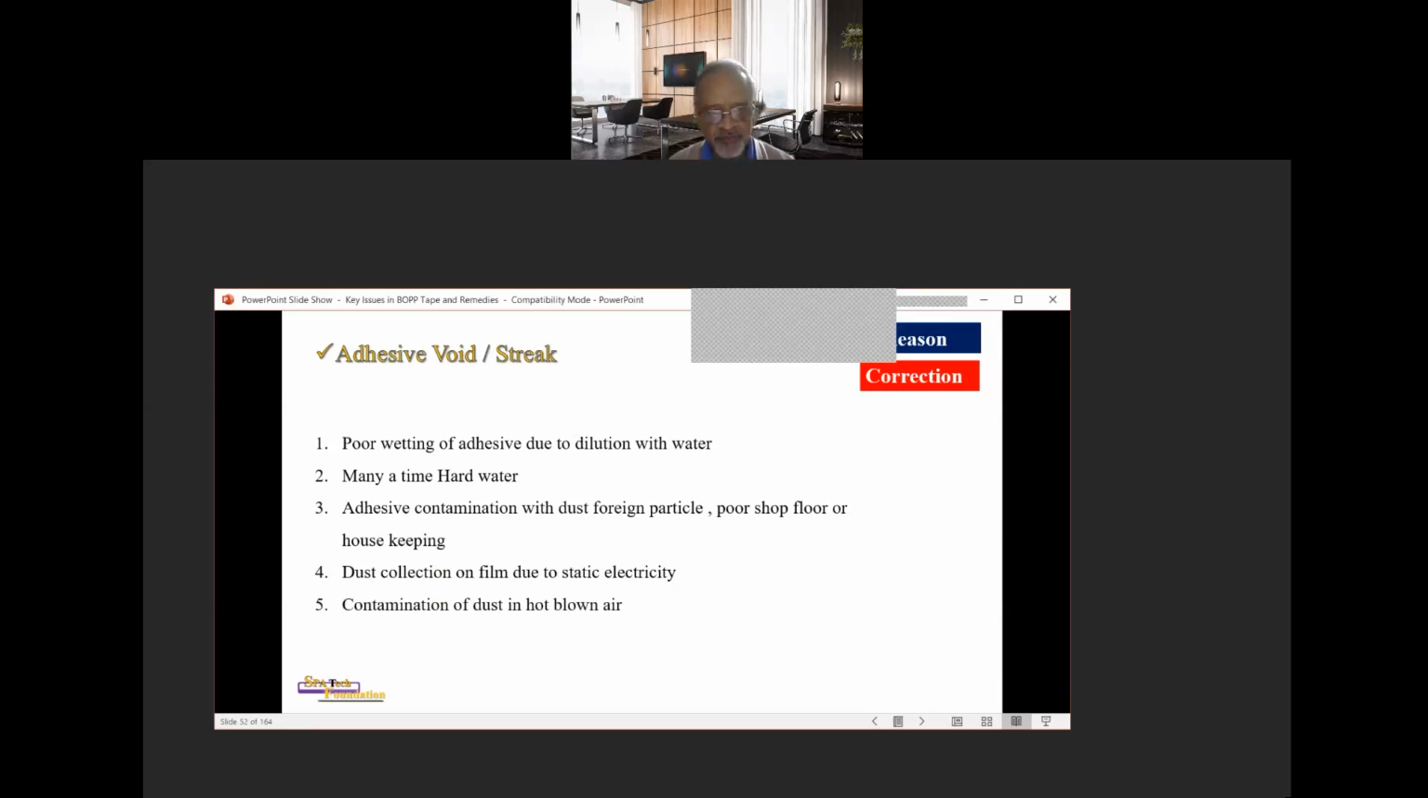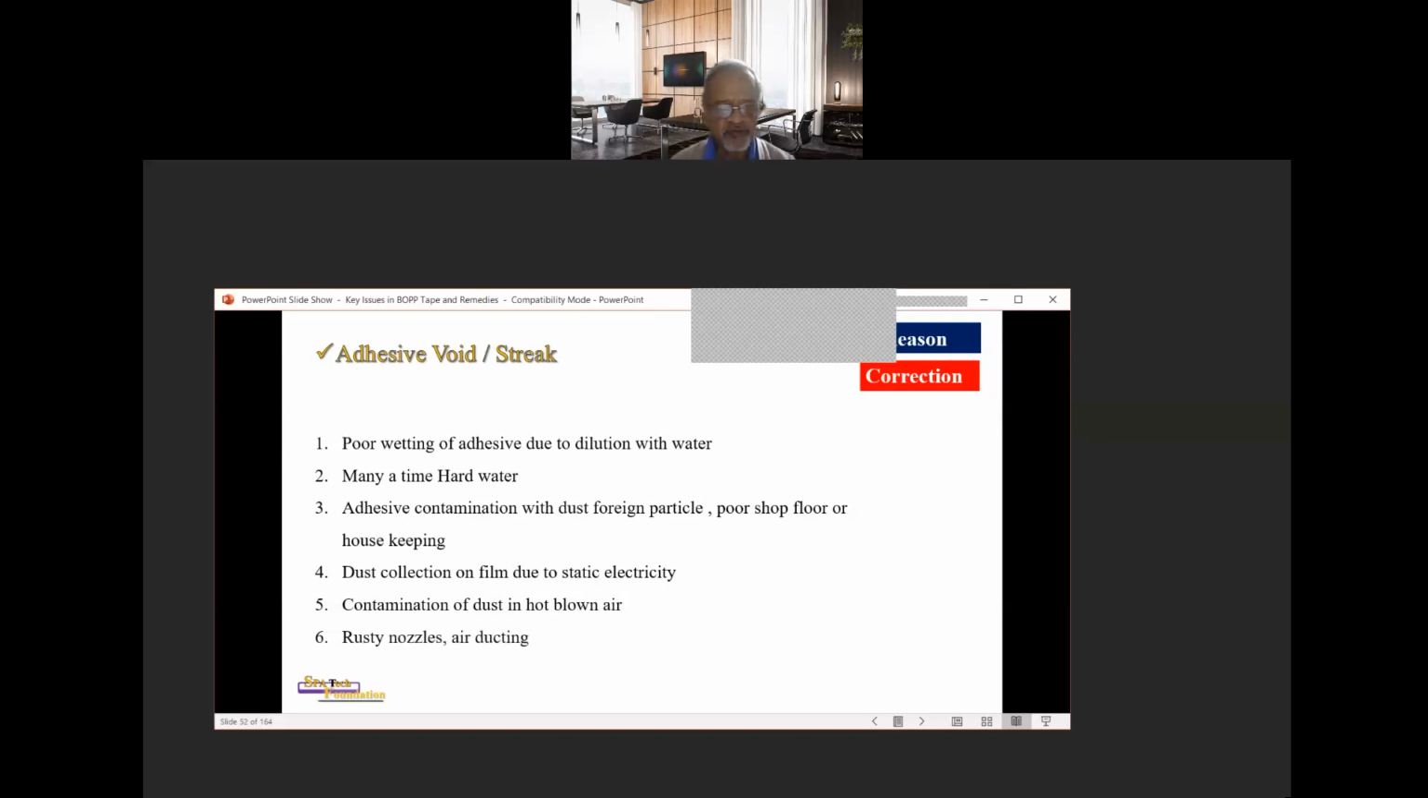Contamination of dust in hot blown area. In case the hot air blowing equipment like a hot air generator or thermopack or any other kind of heating system is installed in open air outside the premises, the chances are that it can collect a lot of dust from the atmosphere and it can spoil a good product.